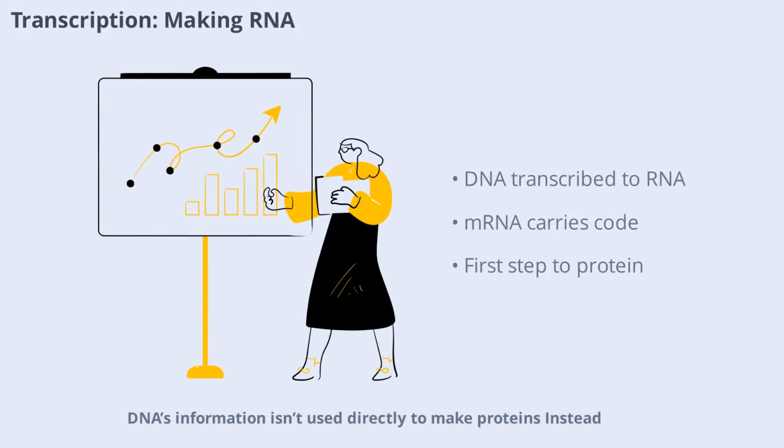DNA's information isn't used directly to make proteins. Instead, it's first transcribed into a molecule called RNA. During transcription, a section of DNA unwinds, and RNA polymerase builds a complementary RNA strand. This RNA, called messenger RNA (mRNA), carries the genetic code from the nucleus to the ribosome where proteins are made. Transcription is the first step in turning genetic information into action.